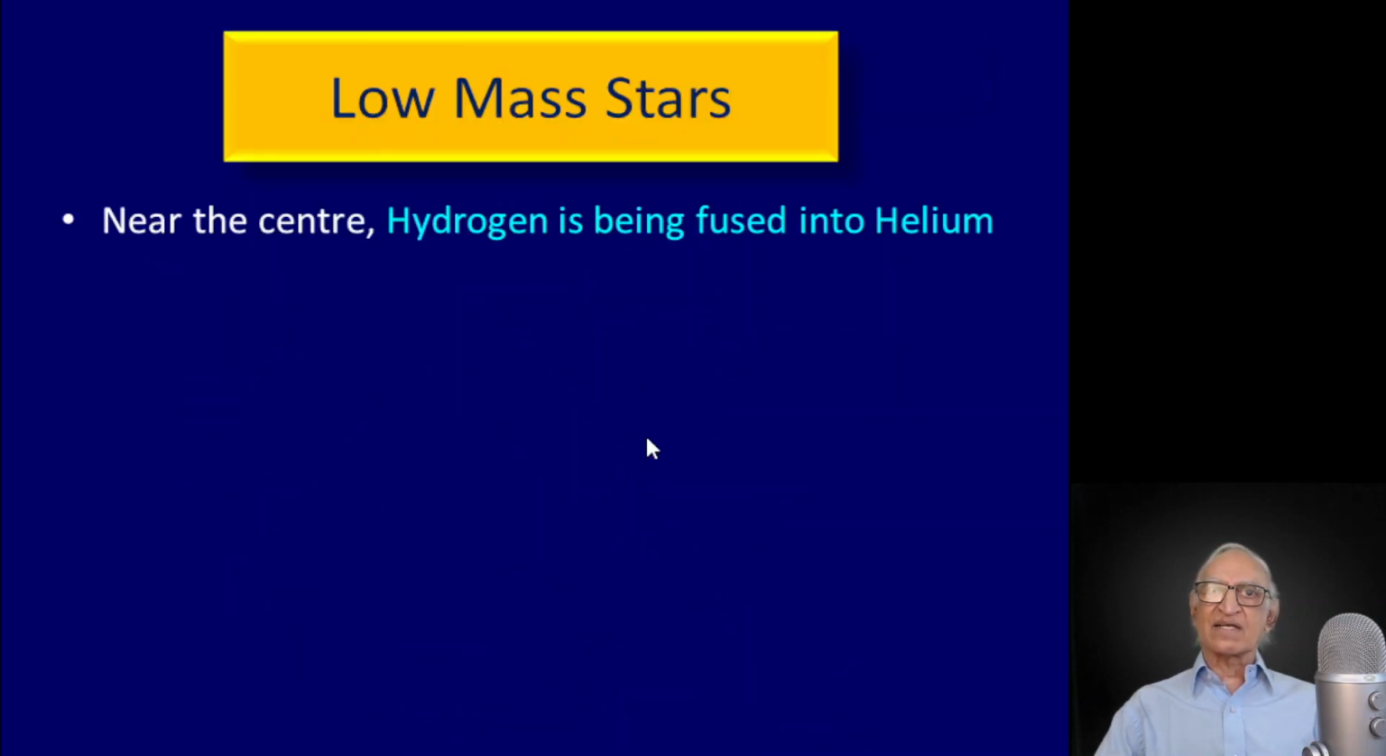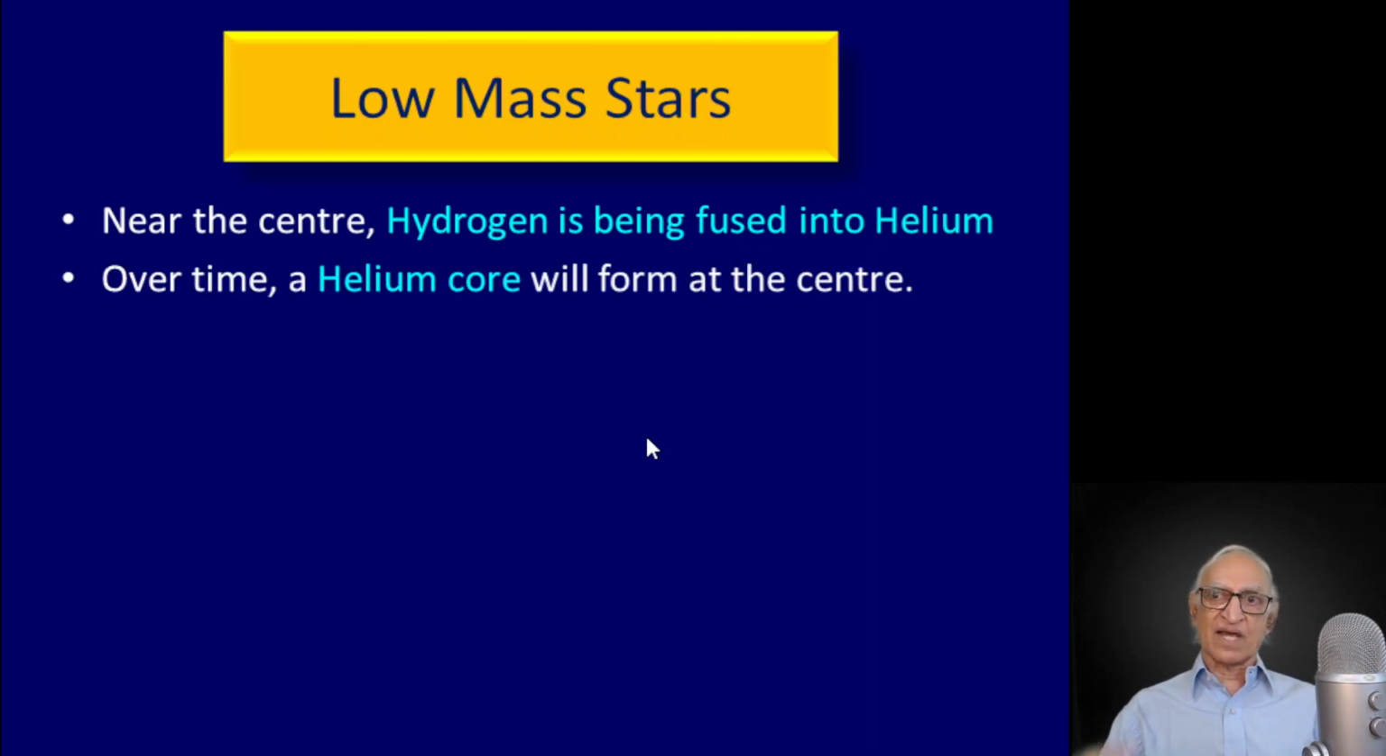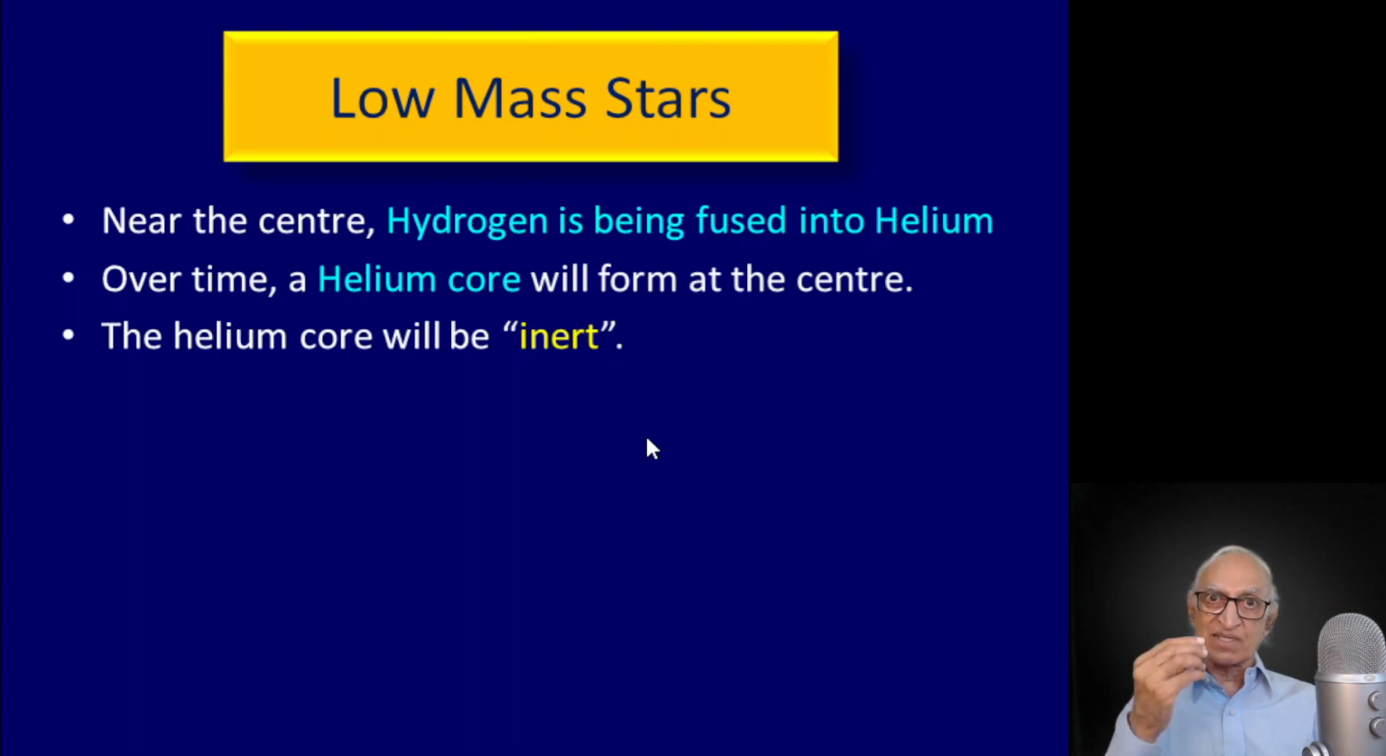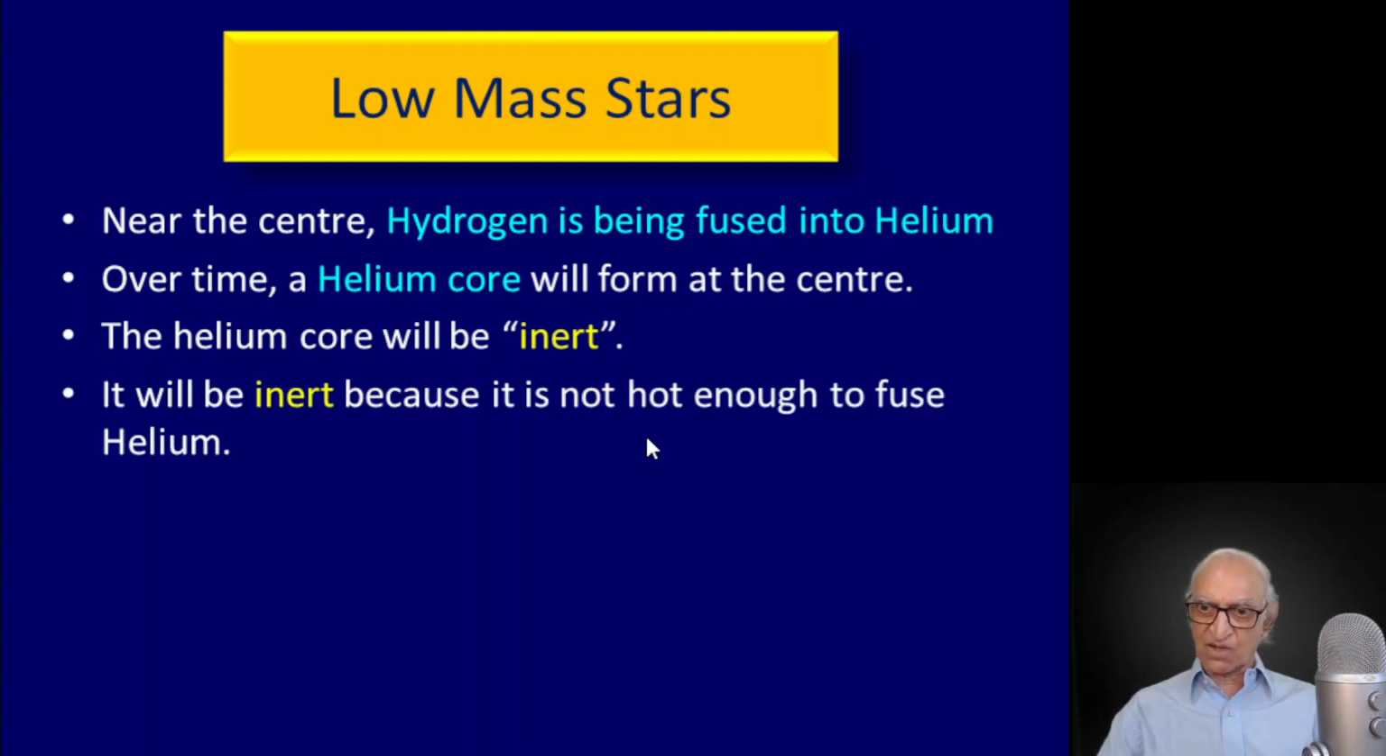Now near the center, like in all the stars in the main sequence, hydrogen is being fused into helium. Over time, a helium core will develop at the center. Right now, such a core is developing at the center of our own Sun. This helium core will be inert because it has not attained the temperature of 100 million degrees, which is needed to fuse helium to form carbon.